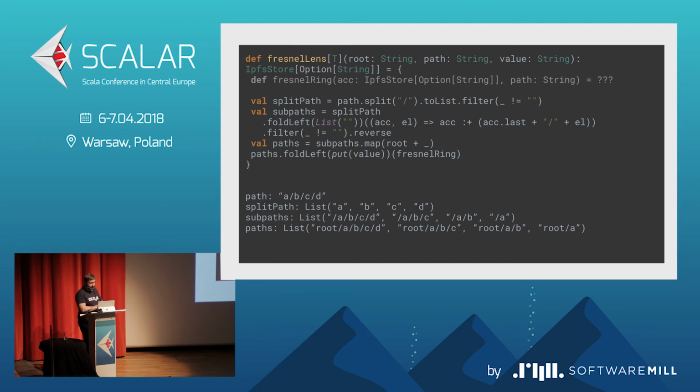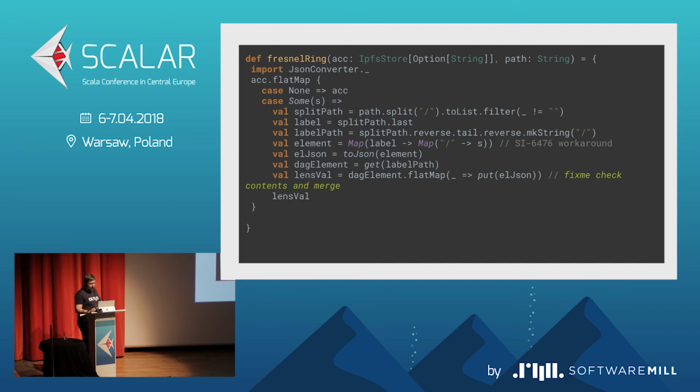And that's the same example. So here we have an example of a path. The split path would be a path split into elements. Subpaths would be exactly that list I was talking about: ABCD, ABC, AB, and A. And the paths itself would be the same with the existing hash attached. So I would just be traversing this structure. So this would go exactly here. So I'll be folding along those paths and using a single Fresnel ring, which would then just perform this operation.